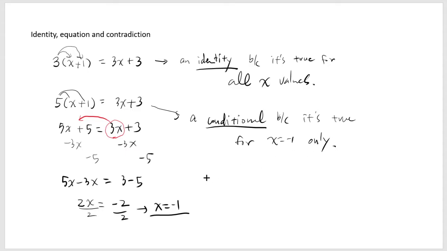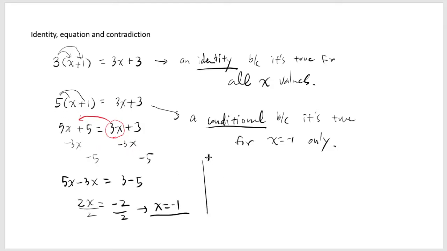Okay, but the word conditional is not used that much. Often people just say, oh, this is an equation, whereas this is an identity. So this top one is an identity because it's always true. This is just a regular equation where it's true for some values of x.